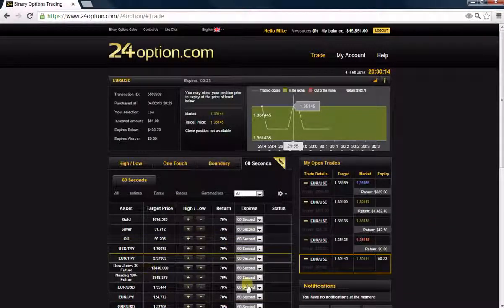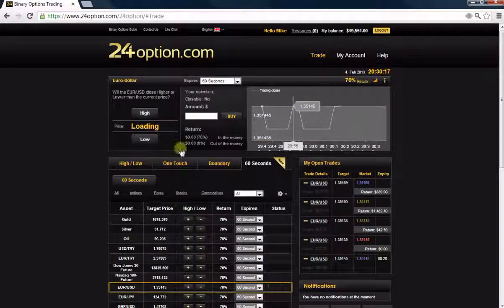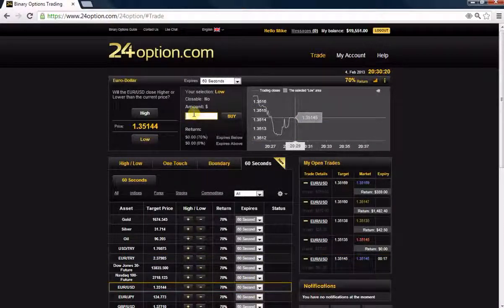We're gonna want to go to the Euro-US dollar again, hit low, go with $25 again. Now it may tie. Regardless, okay, it looks like we're gonna win this one. We're gonna continue with $25. Okay, we won that $61, so we got our $17. Here again, our balance, $19,654.